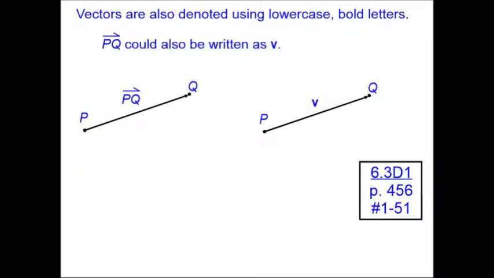Real quickly, vectors are also denoted using lowercase bold letters. So when you write vector PQ, we could just as easily write a bold V to do that. Admittedly, it's hard to do in your handwriting, so we'll just be flexible as far as that goes. The vector PQ, we could have used what we just did in the last slide, or we could just use a V to indicate that as well. So again, just two interchangeable notations. We'll use both, whenever one sounds better than the other.